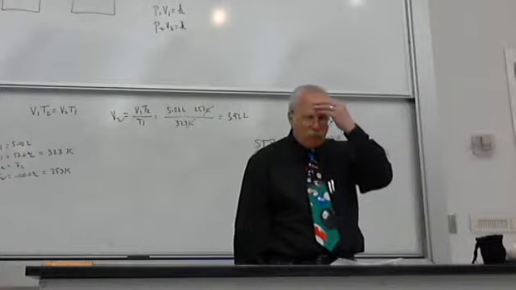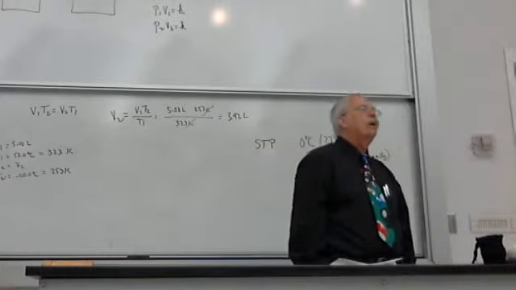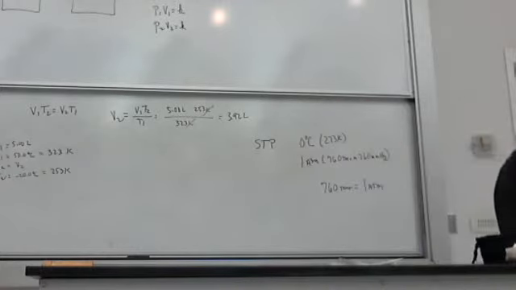Now, what if we wanted to do two things? We've made the point that if we're doing Boyle's law, we had to have a constant amount of gas and a constant temperature. If we're doing Charles' law, we had to have a constant amount of gas and a constant pressure. What if we want to change two of those? What if we want to change the temperature and the pressure and calculate a new volume?